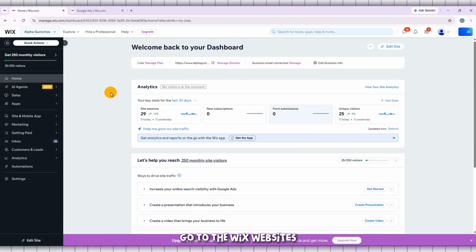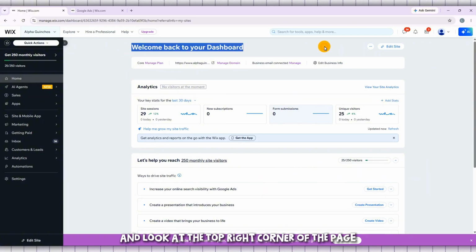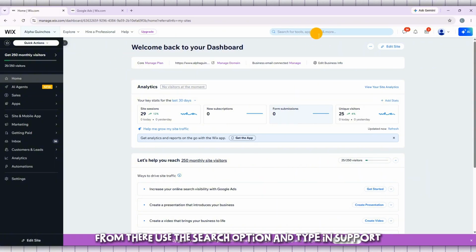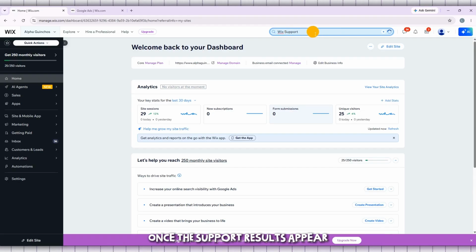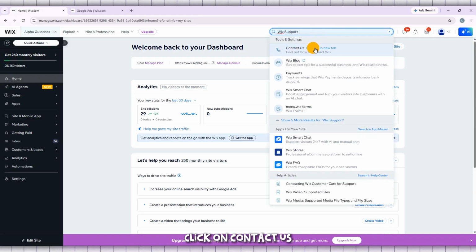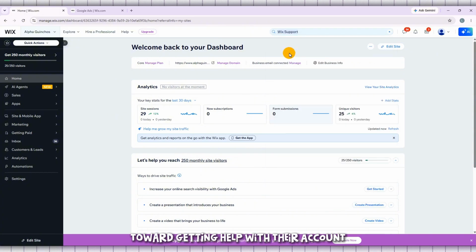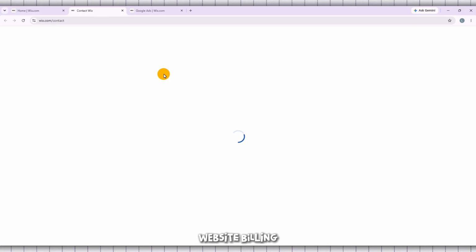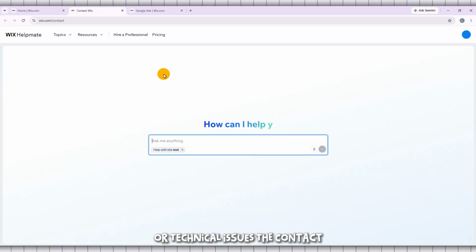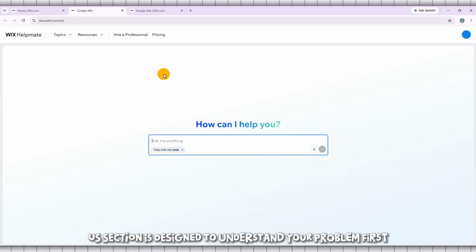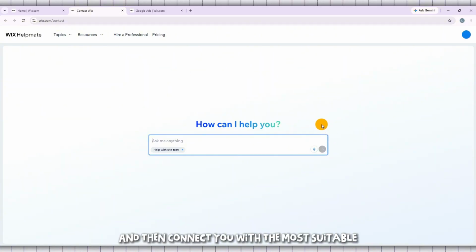Go to the Wix website and look at the top right corner of the page. From there, use the search option and type in Support. Once the support results appear, click on Contact Us. This is the main area where Wix guides users toward getting help with their account, website, billing, or technical issues. The Contact Us section is designed to understand your problem first and then connect you with the most suitable support method based on your situation.